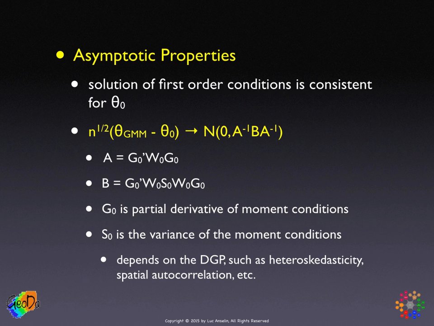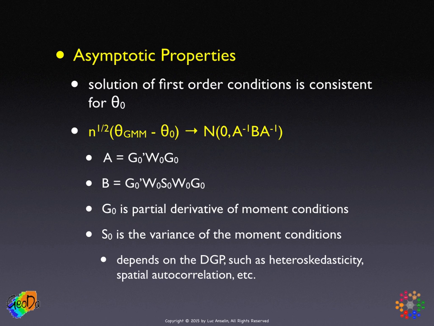So the moment conditions are really random expressions because they contain random error terms, for example, and so they have a mean and a variance, just like everything else. The mean of the moment conditions, by definition, is zero, and the variance depends on the data generating process, or the DGP. So the variance contains things such as heteroscedasticity or spatial autocorrelation, etc., and can be quite complex.